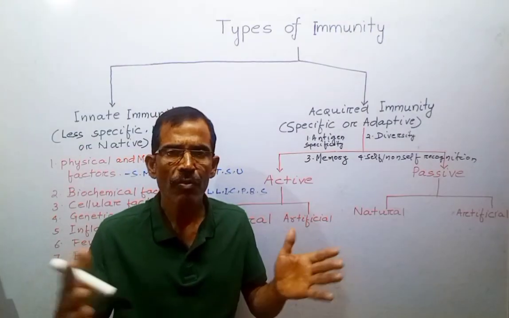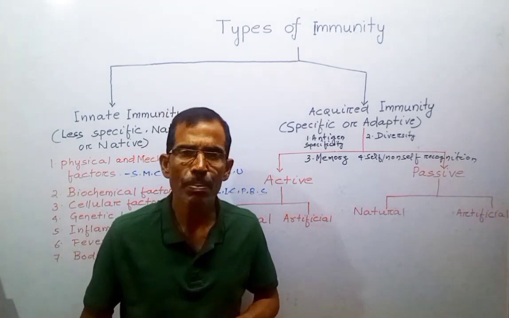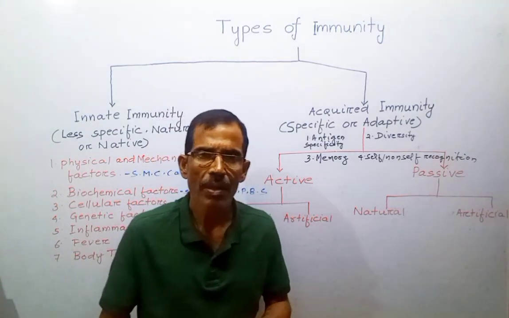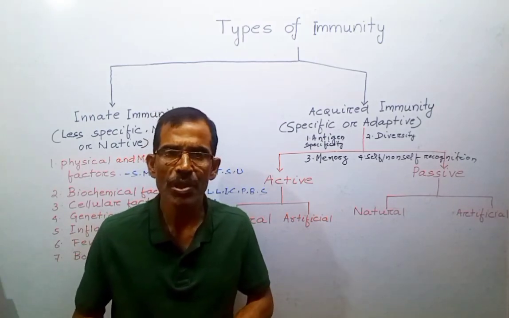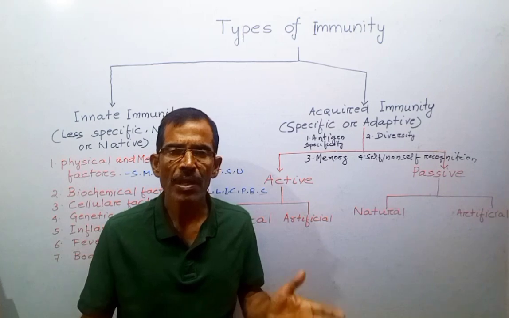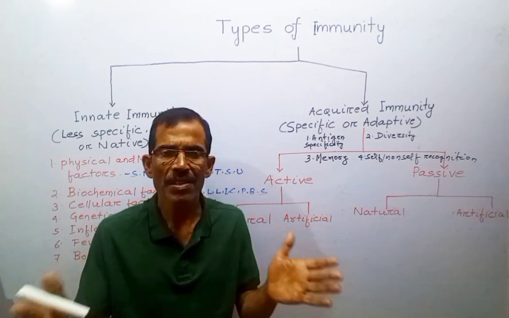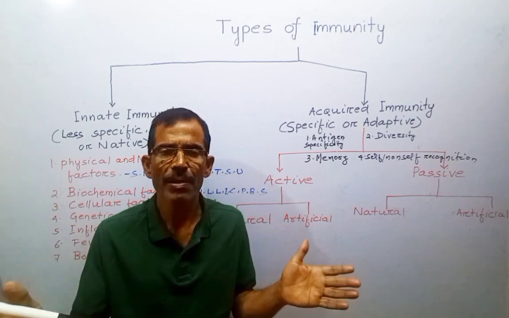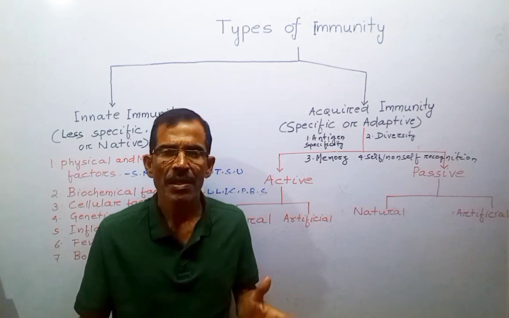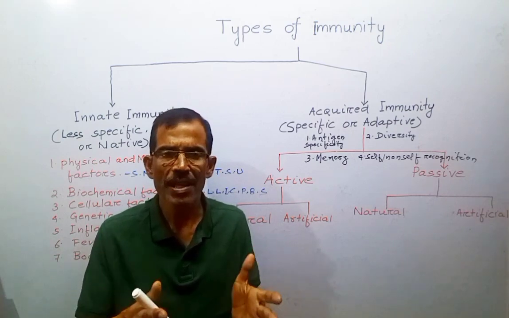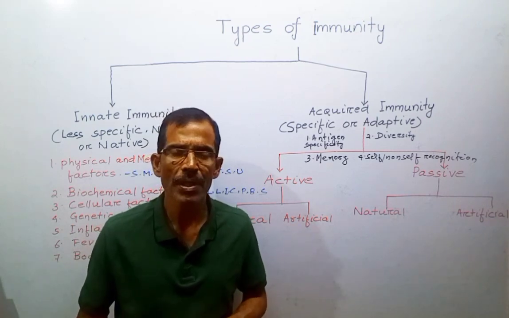Acquired immunity involves cooperation between lymphocytes and antigen-presenting cells. There are two types of lymphocytes, B lymphocytes and T lymphocytes. The immunity which is mediated by B lymphocytes through the synthesis of highly specific antibodies is called humoral immunity, whereas the resistance which is mediated by T lymphocytes is called cell-mediated immunity.